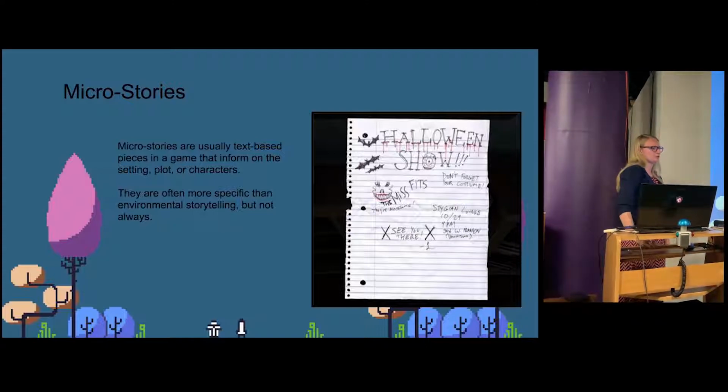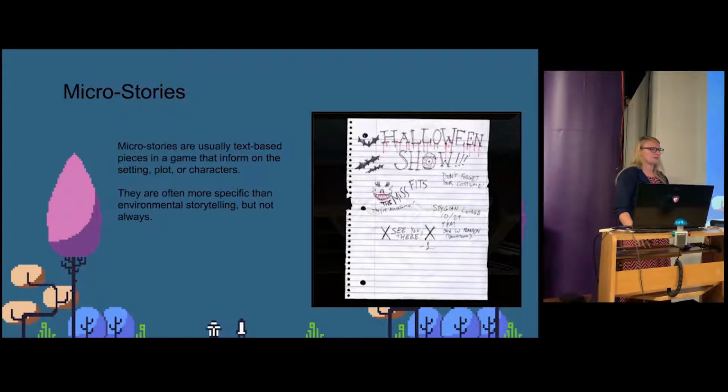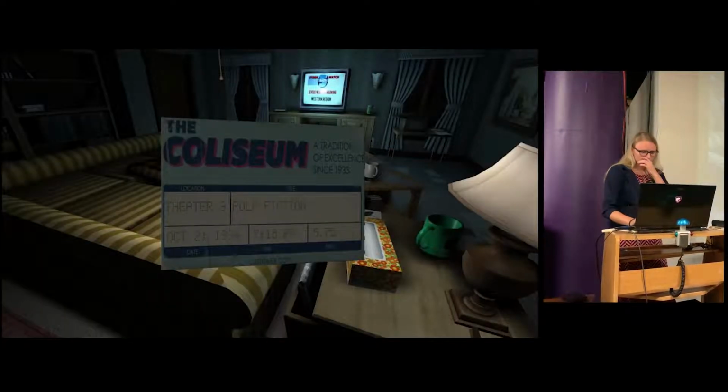Micro stories can be more specific by virtue of generally being text-based. You're not walking into a scene and trying to piece it together from what you can see and drawing your own conclusions. A lot of the time, you can get a lot more specific information about the characters of the world with micro stories. So here's another example, again from Gone Home.